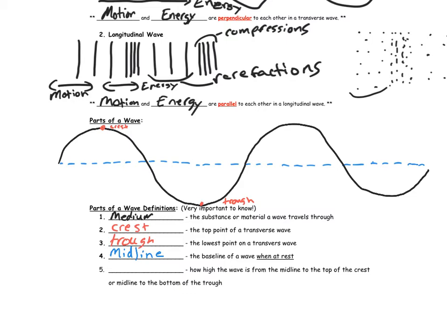Okay. How high the wave is from the midline to the top of the crest, that is known as the amplitude, and it's measured from the midline to the crest or the midline to the trough. Either way, it's known as the amplitude. The important thing is it's not the whole distance from the crest to the trough. It's the midline to the crest or the midline to the trough.